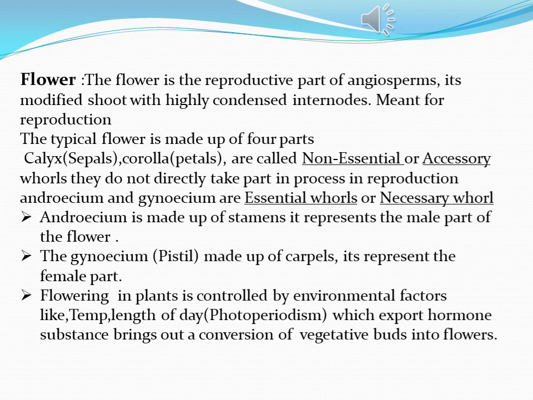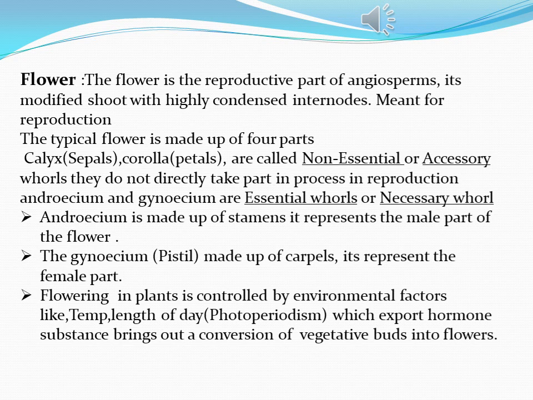So it is made up of four parts. Calyx and corolla are called non-essential or accessory whorls, meaning that without these parts the flower can still go for reproduction. It is not mandatory or required for the flowers. These are just supporting the reproduction. So that's why we call them non-essential, or accessory whorls.